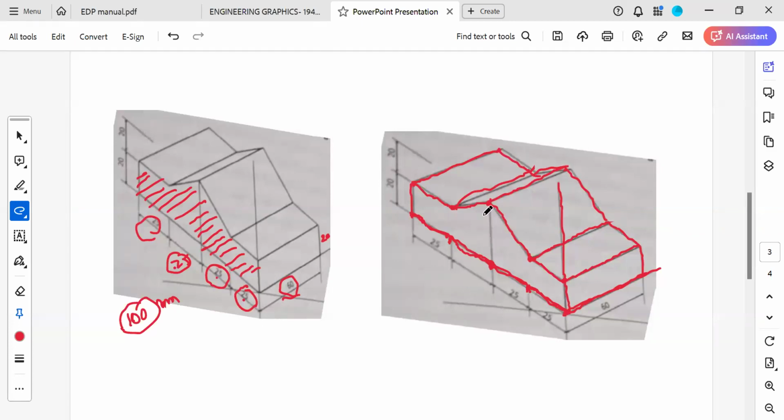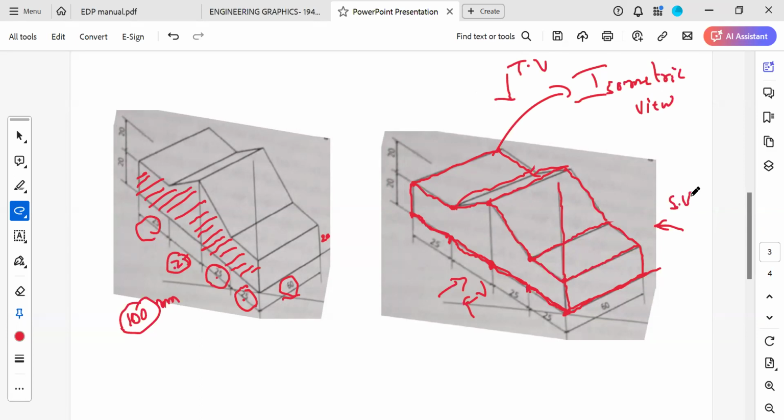So you will get what is called the isometric view, or three-dimensional view, so that we can clearly understand the front view and also the top view. From this diagram, from the side also you will get the side view. Like this you can draw the isometric view from the given projections.